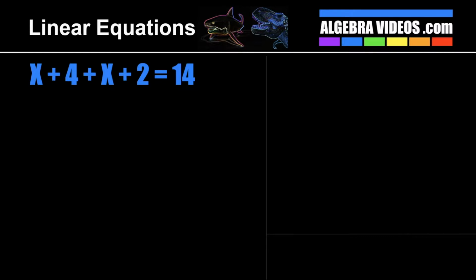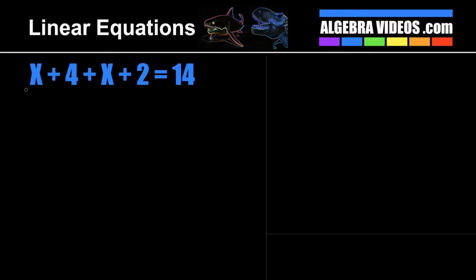First of all, like all algebra problems, we completely ignore the big scary words. So this kind of problem is called linear equations, and we have a shark and a dinosaur out here to the right just to make fun of the big scary words. All you have to do is absolutely nothing. Skip those big scary words. Now, on to the problem.